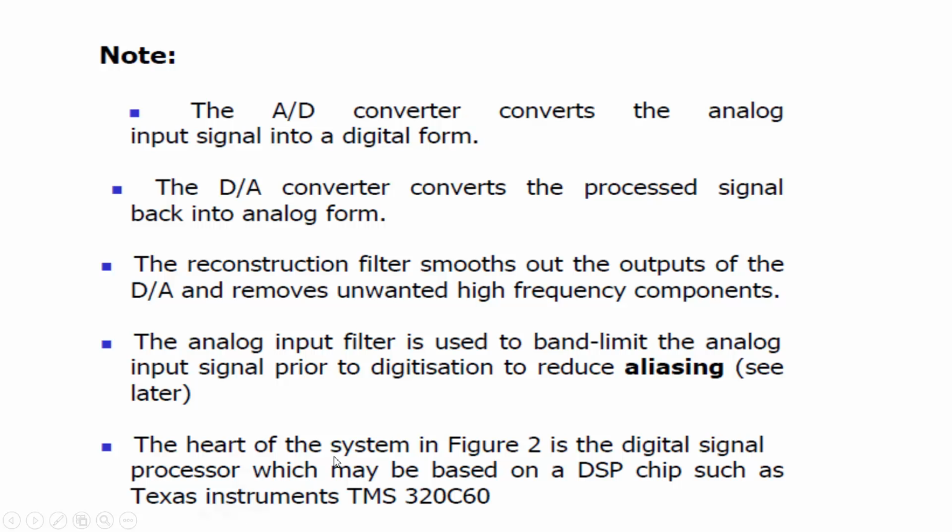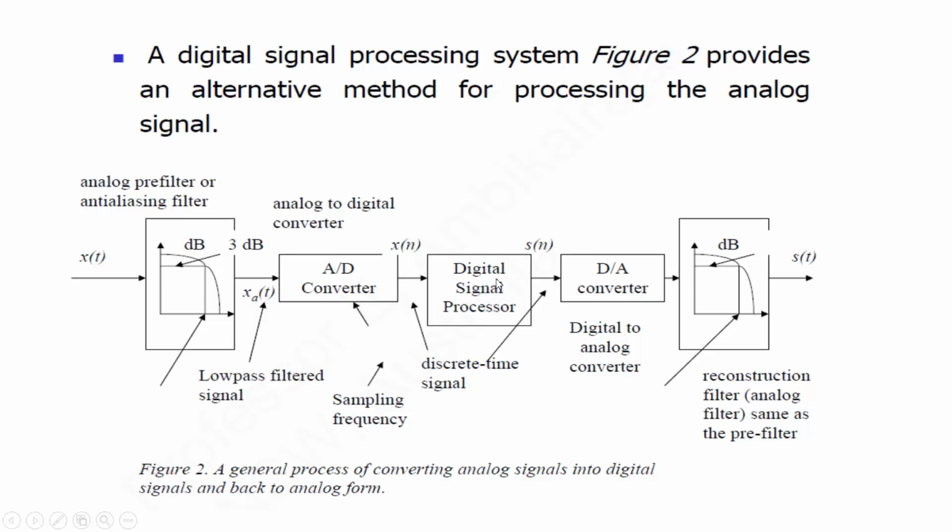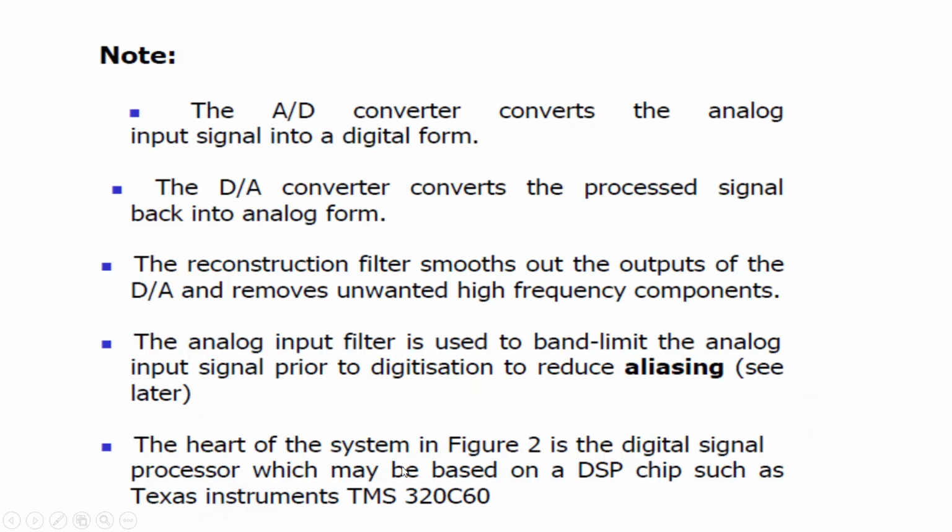The heart of the system is basically the digital signal processor. The example that I have taken is a TMS320C6x. Now, many more advanced versions of the DSP chips are available in the market. So we can use those DSP chips either of the fixed point type, or we can also use the floating point type of DSP chips.